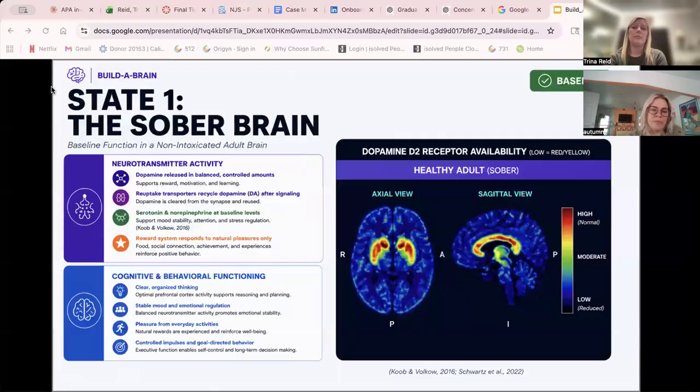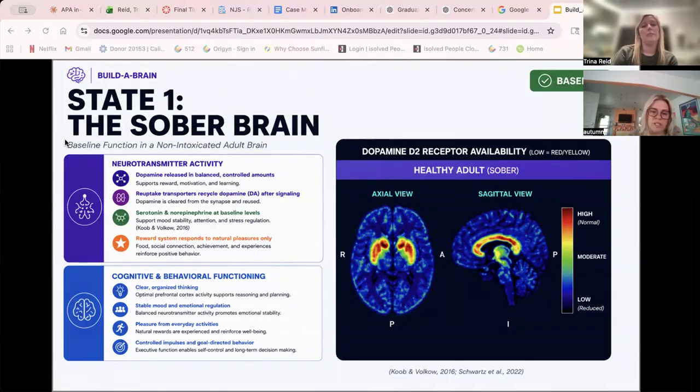All right. My favorite brain, the sober brain. This slide is representative of that baseline sober brain in normal neurobiological functioning. Dopamine is released in controlled amounts and rapidly recycled through the reuptake transporters, maintaining the balance in your reward system. Other neurotransmitters, including serotonin and norepinephrine, remain at stable levels, which supports good mood, attention, and stress regulation.